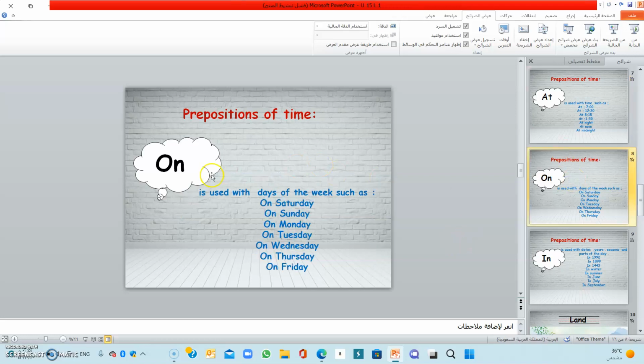What about on? On is used with days of the week. For example, on Saturday, on Sunday, on Monday, on Tuesday, on Wednesday, on Thursday, and on Friday.